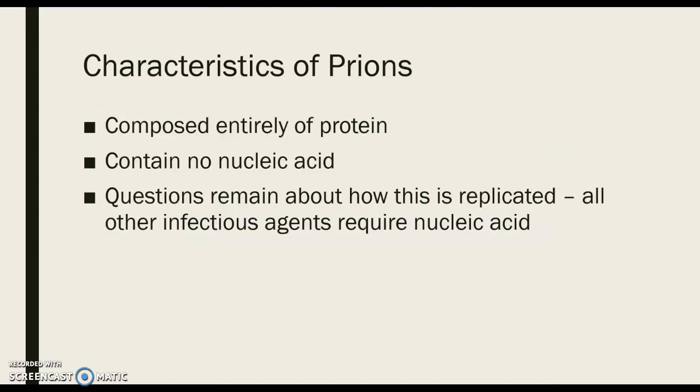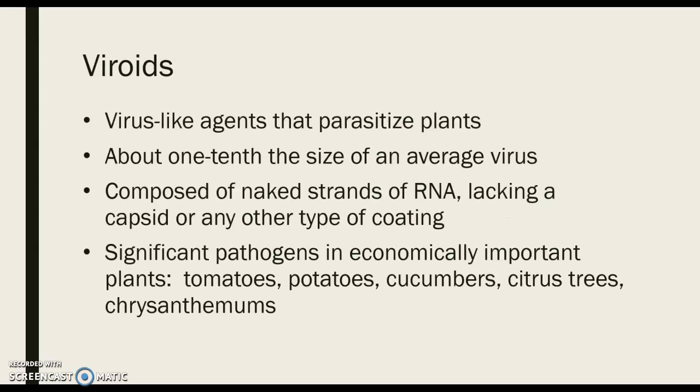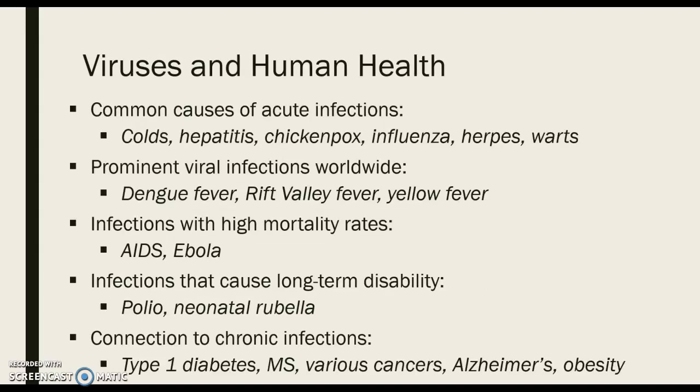All right, so characteristics of prions: composed entirely of protein. These guys don't contain a nucleic acid, and there's lots of questions about prions. Definitely reference your book on these. There's a little bit in the book on these. Viroids, these are virus-like agents that parasitize plants. Of course, it's significant with farmers and such that are taking care of our food.